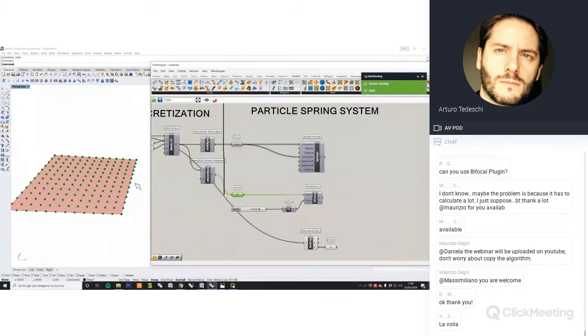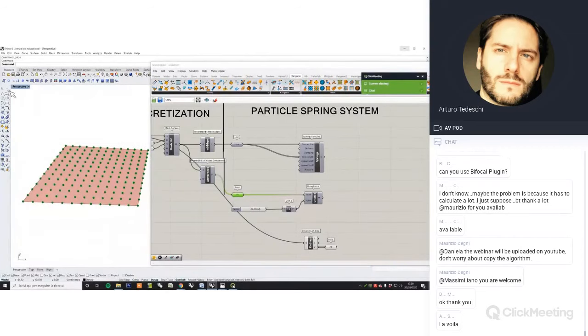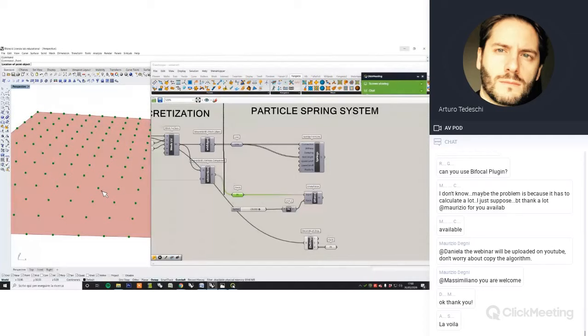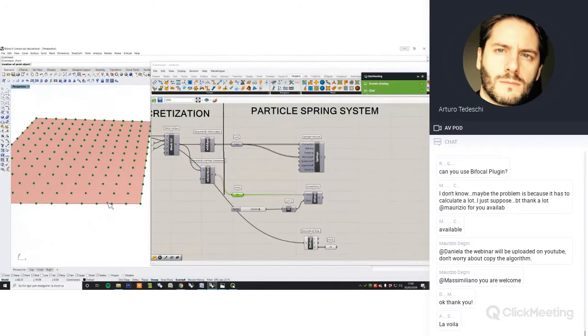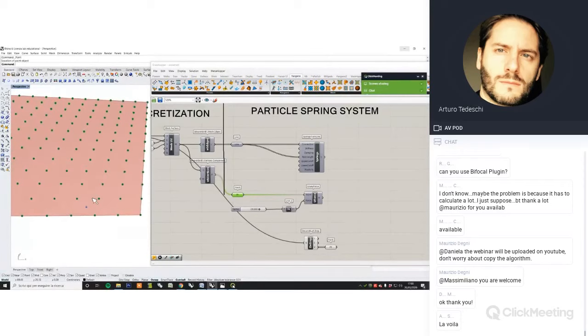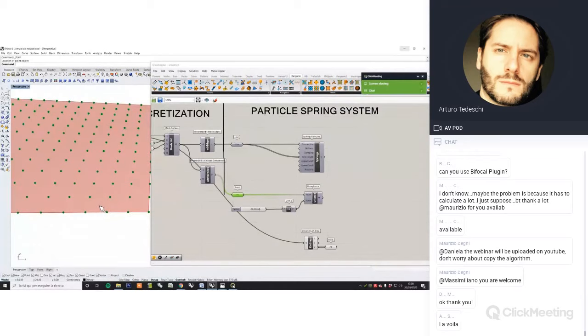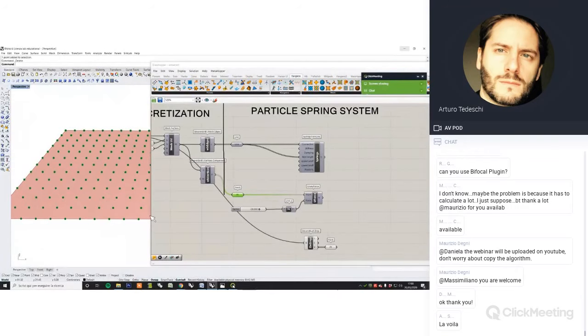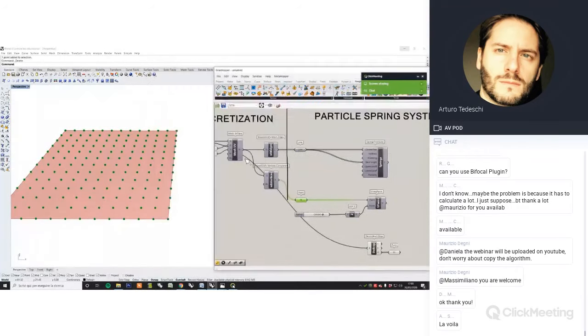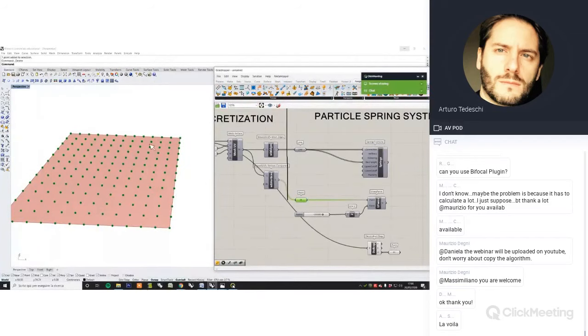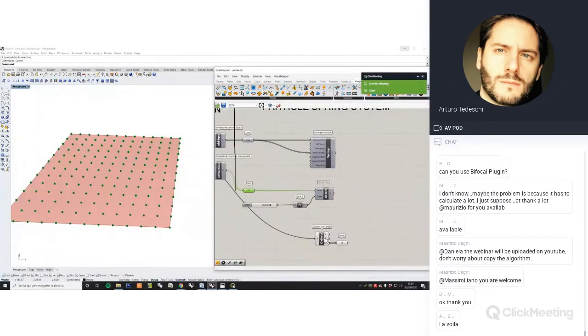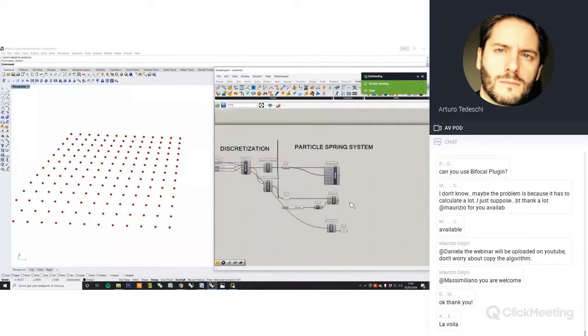In other words, if I want to anchor my membrane here, it's not possible because we don't have any kind of particle in this place. So anchor points and forces should be defined exactly on top of one of our particles here. Let me come back.